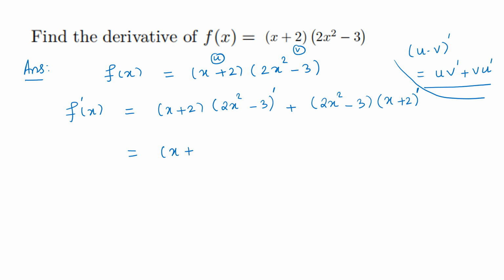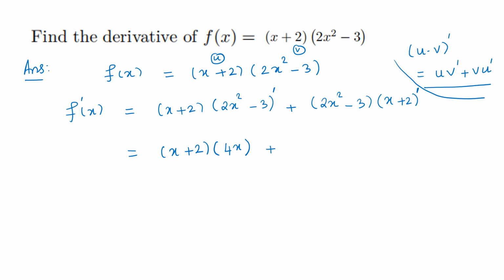First bracket the same thing, x plus 2, times the derivative of this expression 2x squared minus 3, easily we can find out, simple. So 2 times 2 is 4, x to the power 2 minus 1 is x. Minus 3 is a constant, derivative is 0, so no need to write that, so only 4x. So this first term is finished.